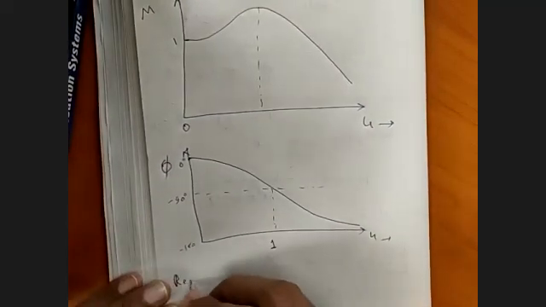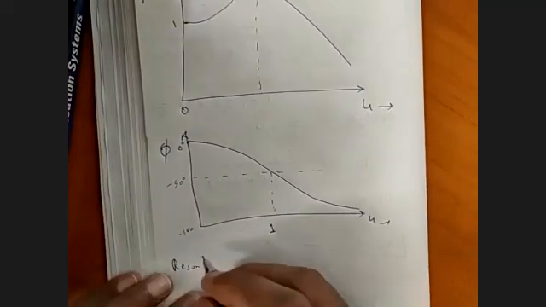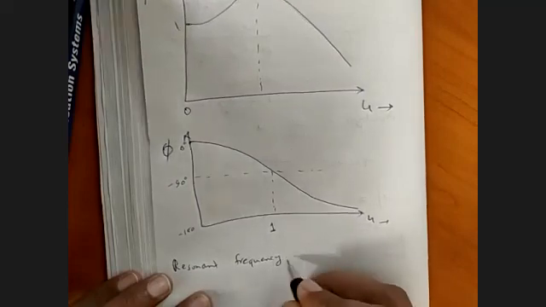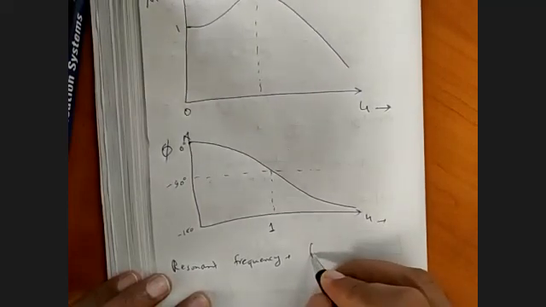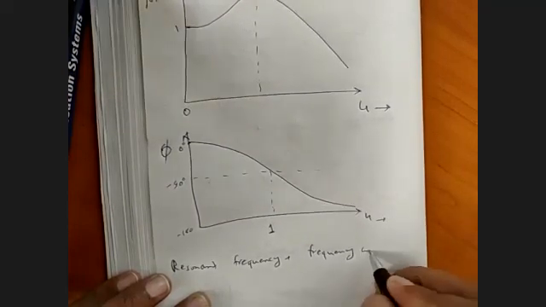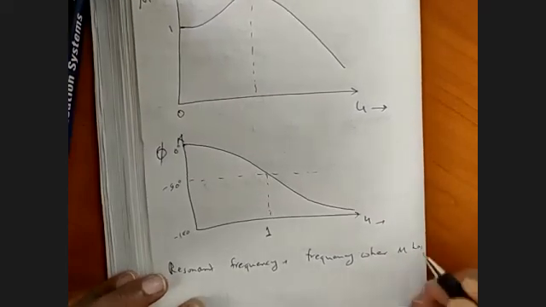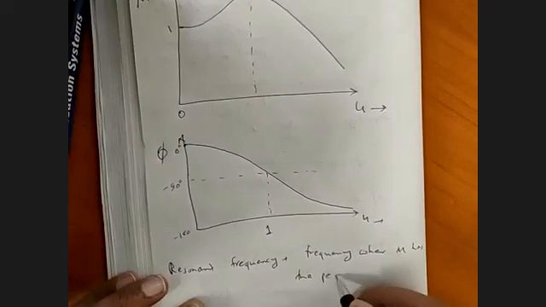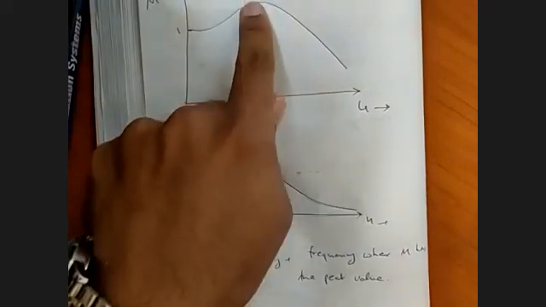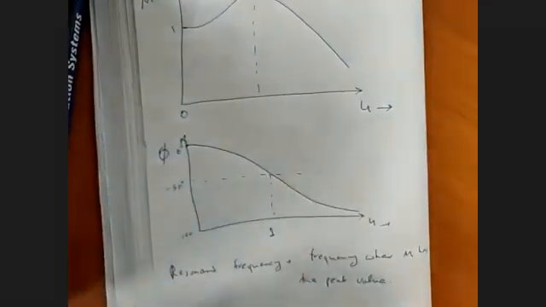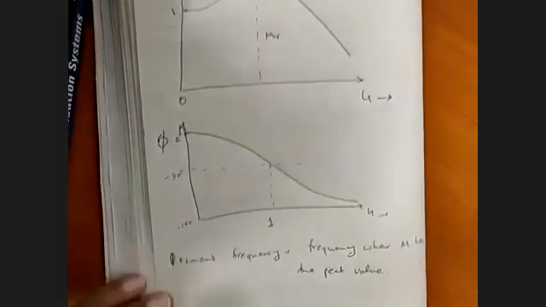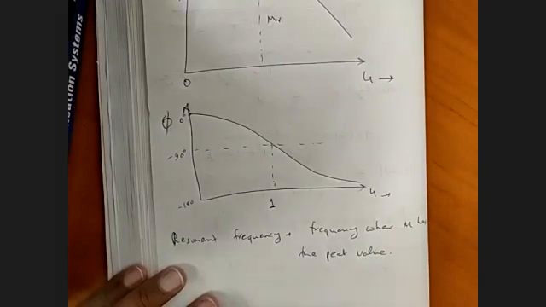So the first term is resonant frequency. Resonant frequency is the frequency where M has the peak value. This is this point. The frequency at which M has the maximum value will be known as resonant frequency.